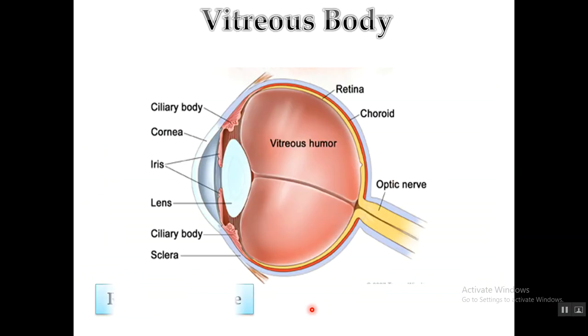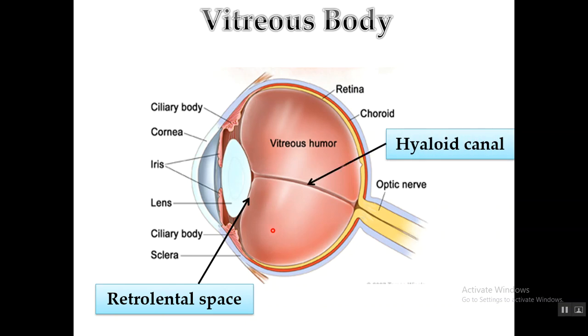Okay. The second chamber, present behind the lens, is the vitreous body. As we can see here, this is a space between your lens and the vitreous body. This is called the retrolental space. And here, this is a lymphatic canal called the hyaloid canal, and this is the capsule.